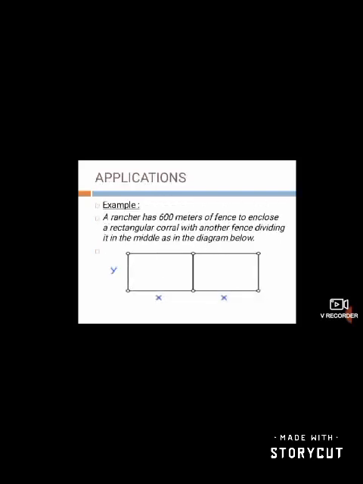Applications. Example. A rancher has 600 meters of fence to enclose a rectangular corral with another fence dividing it in the middle, as in the diagram below. So just look at the diagram. As indicated in the diagram, the 4 horizontal sections of fence will each be x meters long and the 3 vertical sections will each be y meters long.